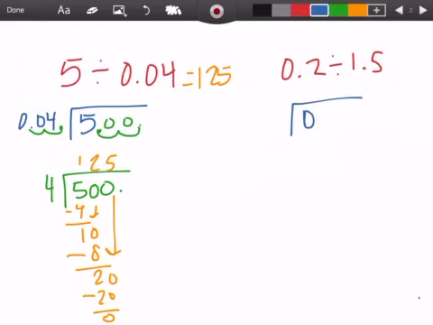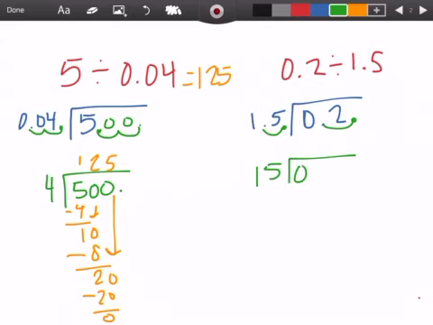The number 2/10 is being divided by 1 and 5/10. I move my decimal 1 place, so I move it 1 place here. This becomes 15 dividing into 0.2, and then the decimal place. Basically just the number 2. Now 15 can't go into 0, and it can't go into 2 either, right? So how about 15 into 20?